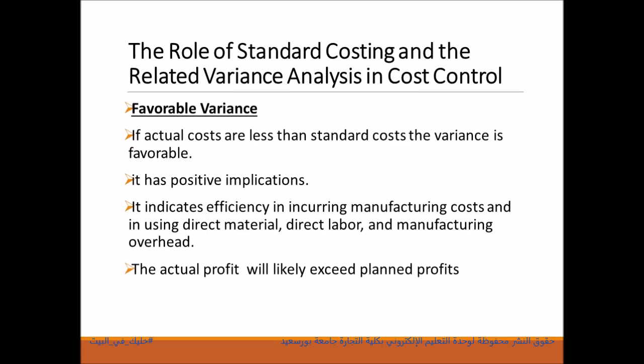On the other hand, if actual costs are less than standard, the variance is favorable. Favorable variance has positive implications. It indicates efficiency in incurring manufacturing costs and in using material, labor, and overheads. In case of having favorable variance, actual profit will likely exceed planned profit if other variables remain constant.